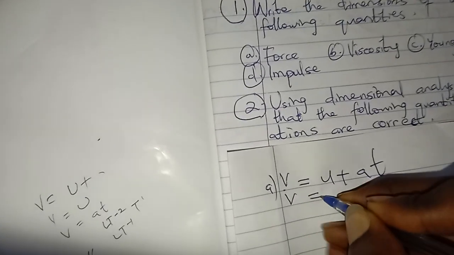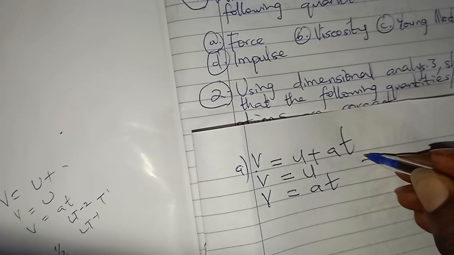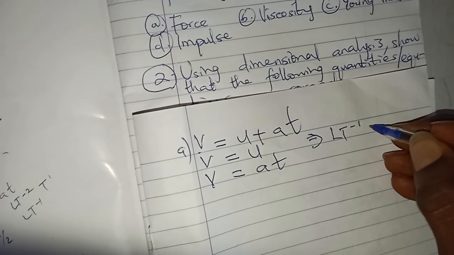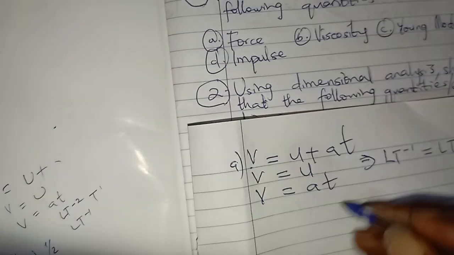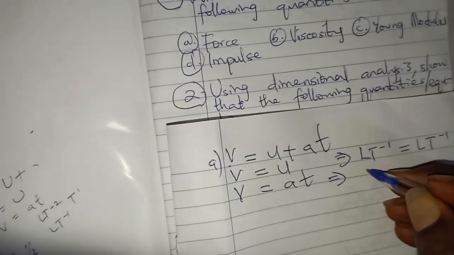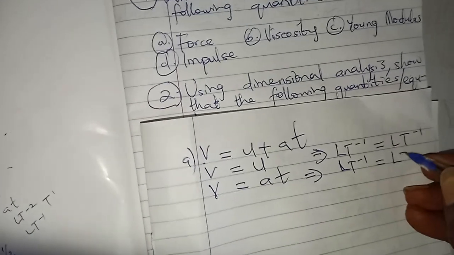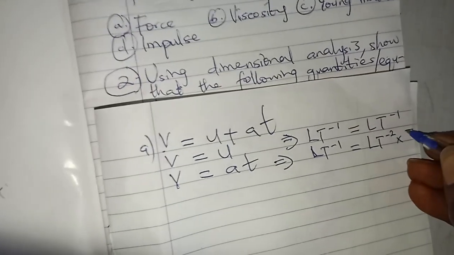So I will say v is equal to u, and v is also equal to at. Now notice that v equals u, this is velocity, which means this is final velocity and initial velocity. It's the same thing as saying LT^-1. Velocity is displacement over time, equal to LT^-1. So it's the same thing. Now let's check if the second one is correct. This is the same thing as saying v is LT^-1 and acceleration is LT^-2. Then it has time beside it.